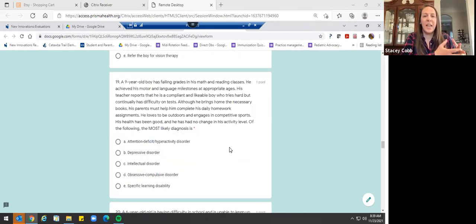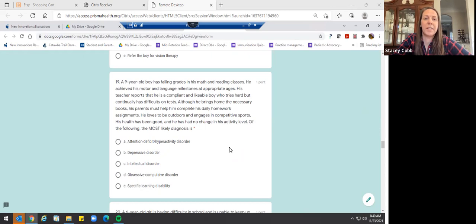So this is the 9-year-old failing grades in reading and math. So specific classes, which you should note. So we've got some specific ones. And he achieved motor and language milestones at appropriate ages. So developmental delay is ruled out right there. And teacher reports he's compliant and likable. So autism's probably out with likable, just that word alone.